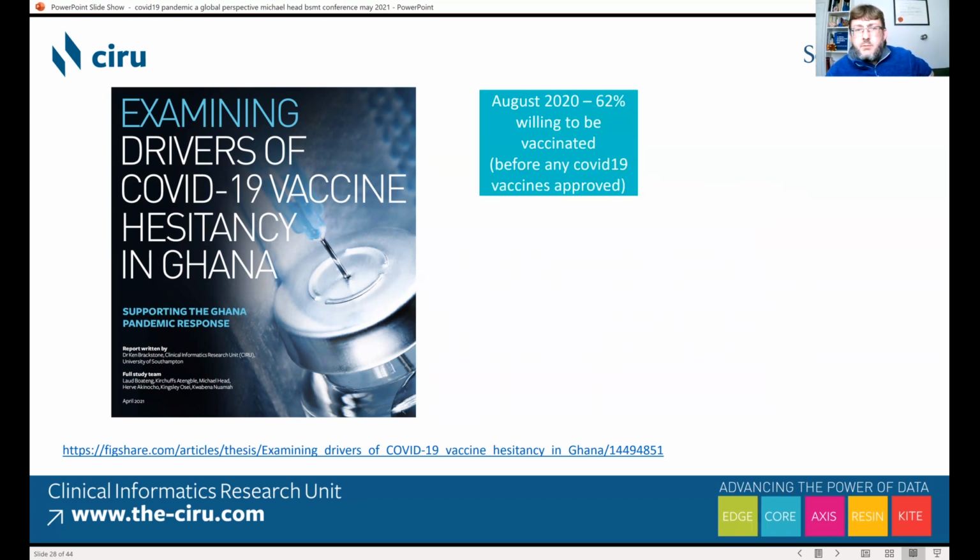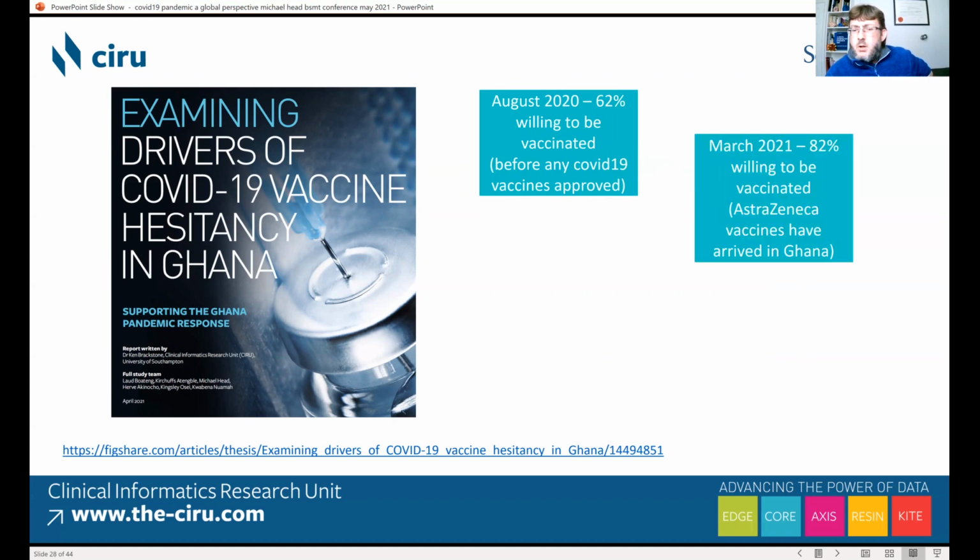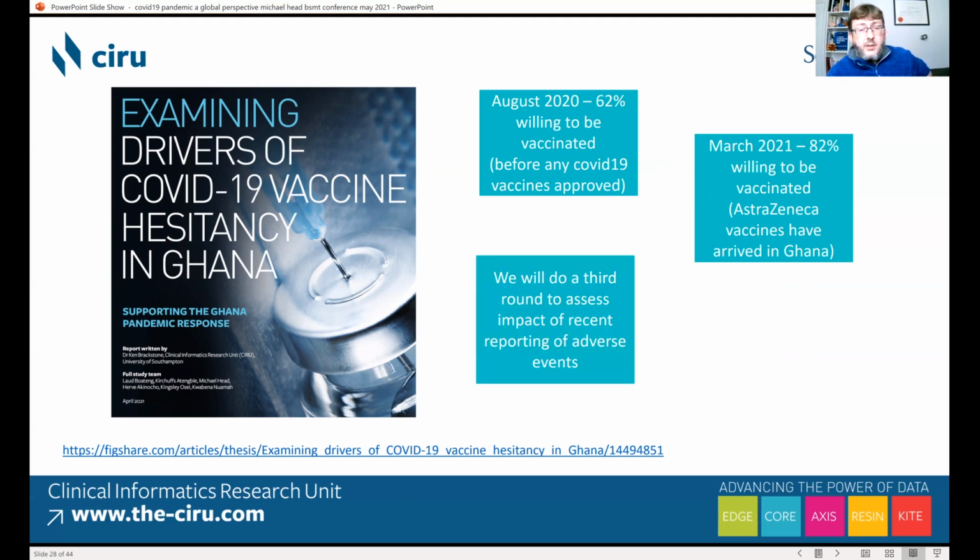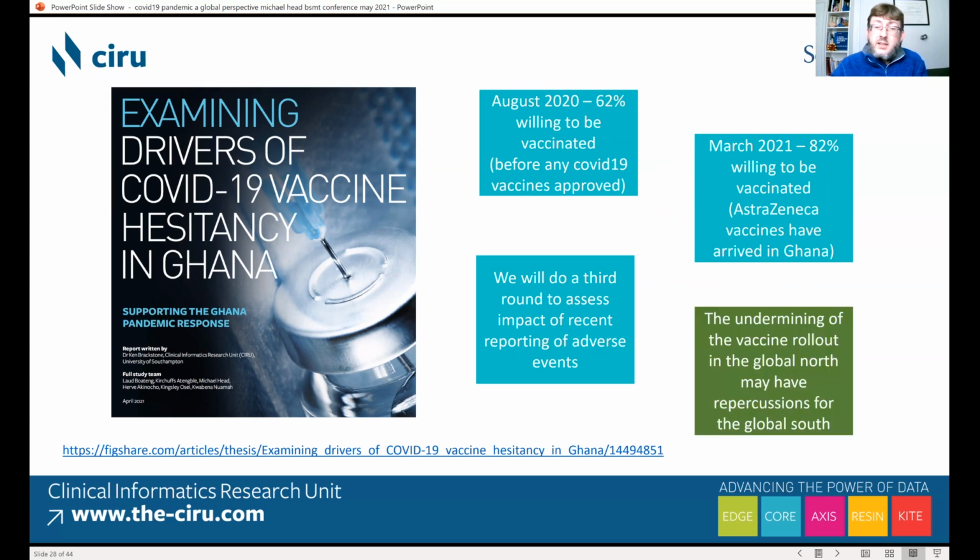So in August, the first survey, 62% were willing to be vaccinated. That's before any COVID-19 vaccines were approved. In March 2021, just after some AstraZeneca vaccines had arrived in Ghana, 80% were willing to be vaccinated. At that point, we will do a third round to assess the impact of the recent reporting of adverse events, particularly around Johnson & Johnson and Oxford AstraZeneca, which will be key weapons to underpin the pandemic response in low-income settings. And so with that in mind, I don't think the constant undermining here in the global north of the vaccine rollout, particularly around those two vaccines, has been helpful.